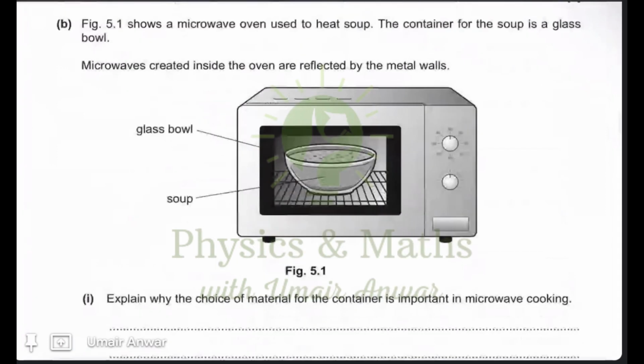The next part says figure 5.1 shows a microwave oven used to heat soup. The container for the soup is a glass bowl. Microwaves created inside the oven are reflected by the metal wall.